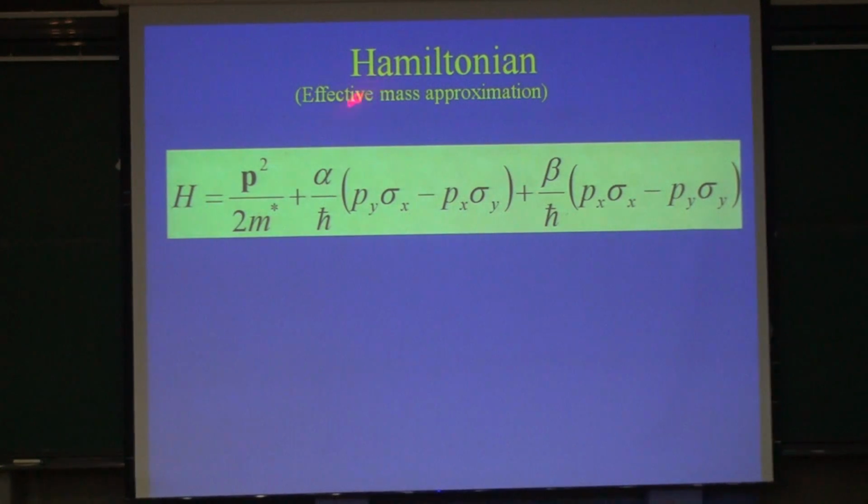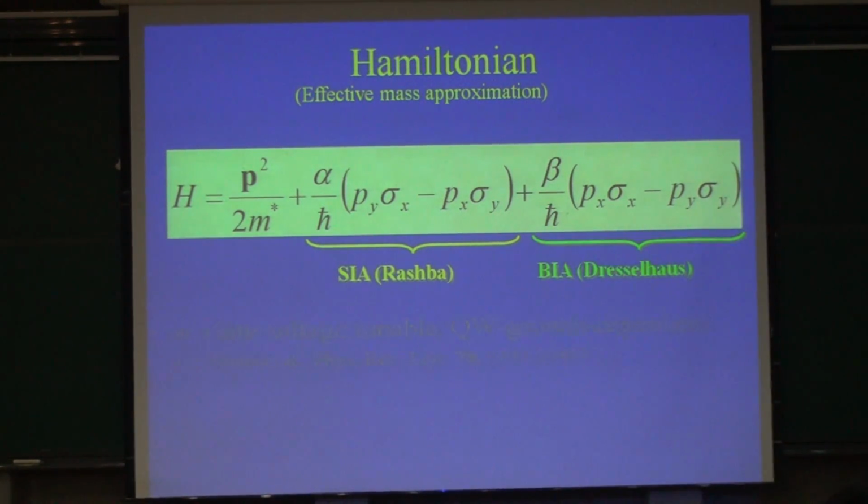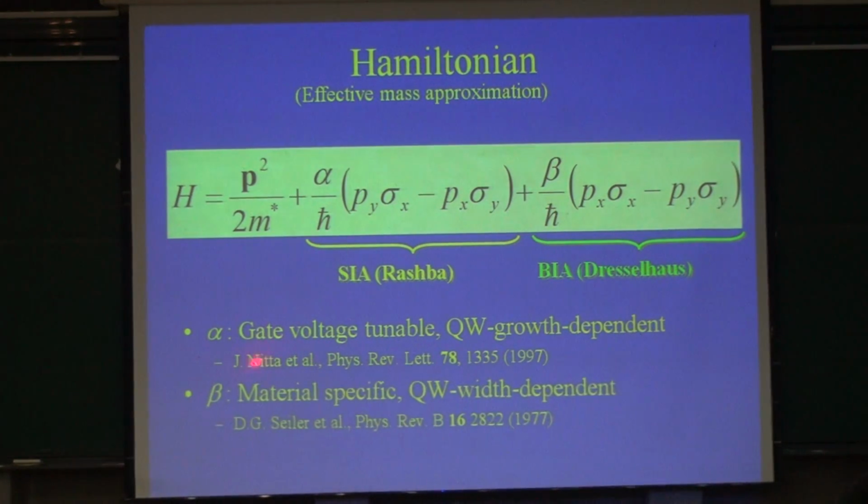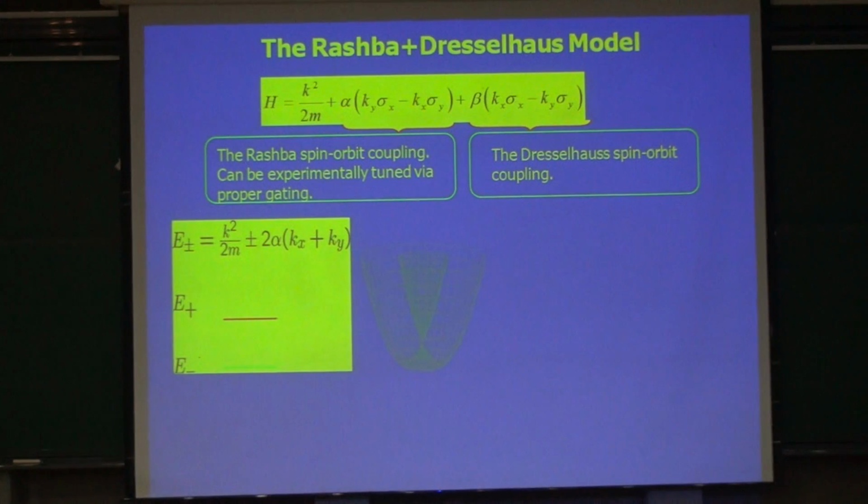The Hamiltonian for this is quite simple. You have the kinetic term, the Rashba term, and the Dresselhaus term. This is the k momentum coupling, the cross product of the k vector and the spin operator. This is the Rashba form, and this is the Dresselhaus form. The Rashba is gate voltage controllable, but anyway, it is all material dependent and depends on the way you build it.